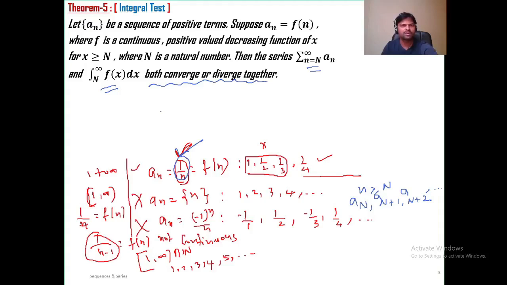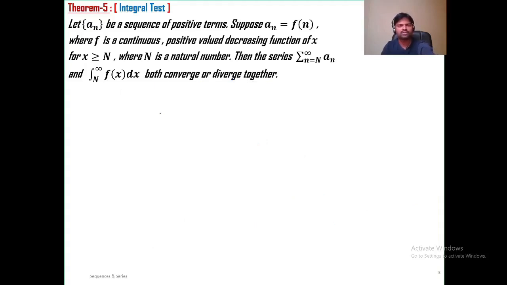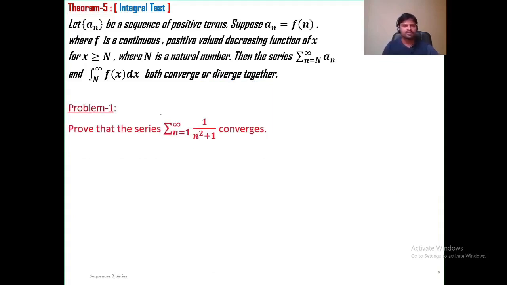Let's look at some problems related to this. Problem number 1. Prove that the series, n running from 1 to infinity, of 1 upon n squared plus 1 converges. So far we have seen the nth term divergence test. Let me verify whether all those tests can be applied here.